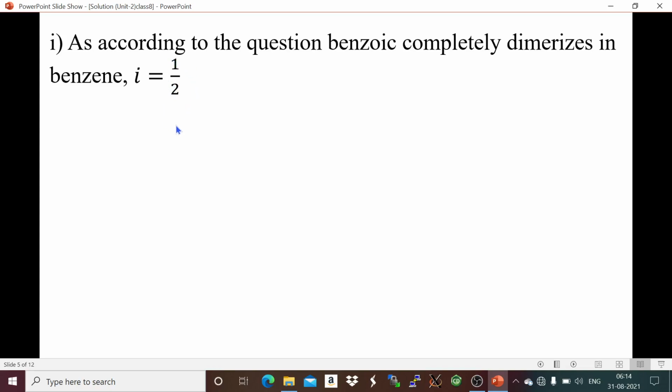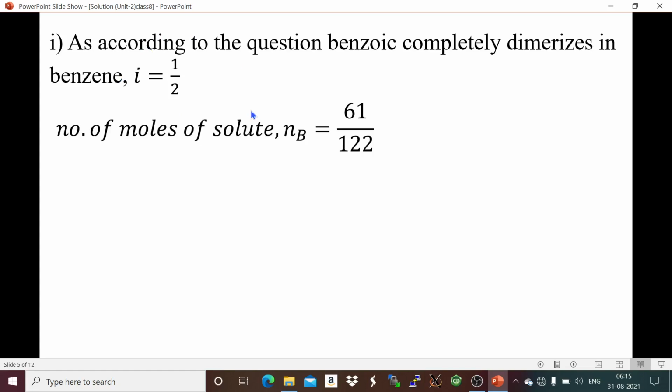So out of 100 molecules, we will get 50. So the i value is half. So we can write i is equal to the number of particles after association divided by the number of particles before association, or you can directly put i is equal to half.